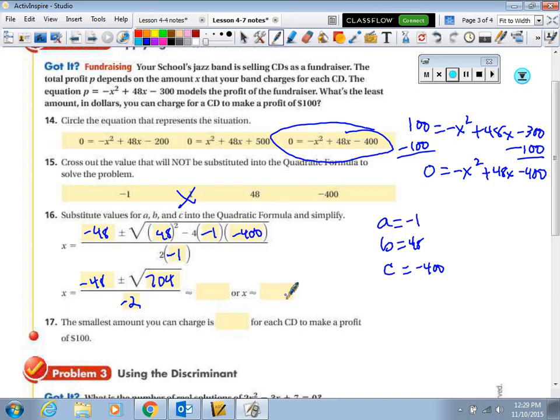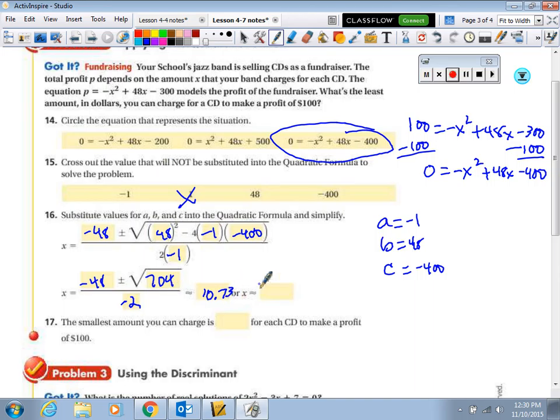I'm going to need to pull out my TI because my Casio is set up to simplify radicals, so that's kind of what it does. Okay, and we're hanging in there. We're almost done. So negative 48 plus square root of 704, and we're going to divide that by negative 2. I got 10.7. Let's say 10.73 because we're talking money.